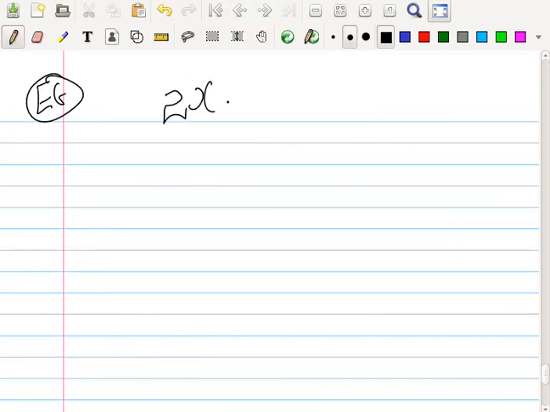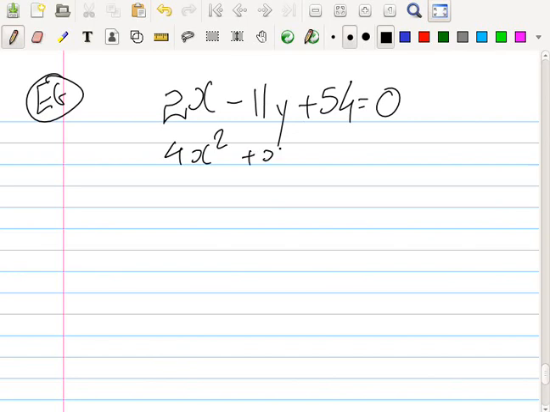2x minus 11y plus 54 equals 0, and then 4x squared plus xy minus 5y squared equals 0. Now there is a big difference between this and the previous one, and the big difference being what exactly? Y and X, that are both together. Yep. The x and y are both together here in both equations.